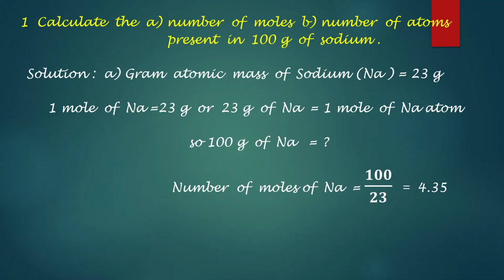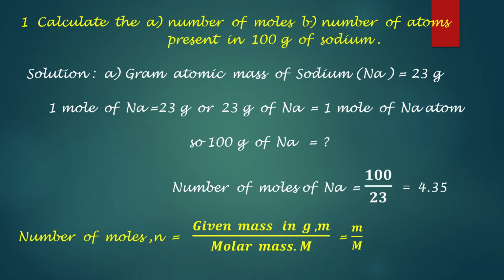And dear friends, in this problem we have divided 100 with 23. So 100 is nothing but the given mass of the sodium, and 23 is nothing but the molar mass of the sodium. So if you divide the given mass in gram with the molar mass, you will get the number of moles. Okay, so remember this formula. Number of moles small n is equal to given mass in gram small m divided by molar mass capital M. So small n equal to small m divided by capital M. There is a formula to calculate the number of moles.